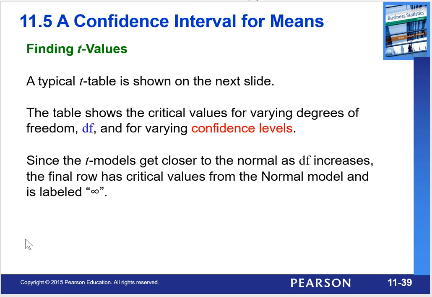We're going to show a typical t-table on the next slide. There's also one at the back of your book, in Appendix C, I do believe. We use DF to stand for degrees of freedom, and it will be different depending on your confidence levels. I'm going to show you what the infinity row looks like too. So down we go. Ready for the table?